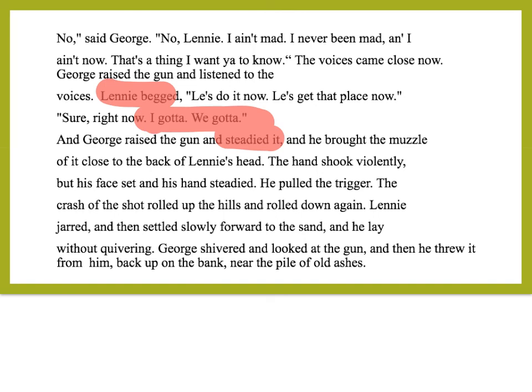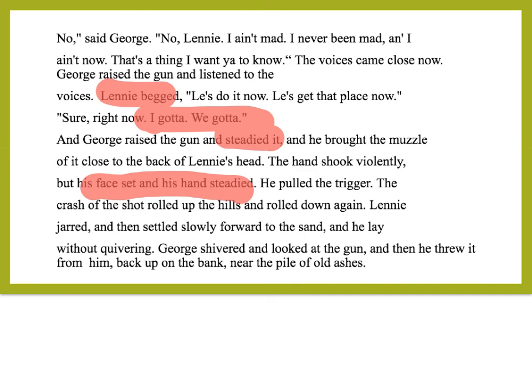"And he brought the muzzle of it close to the back of Lennie's head, and his hand shook violently, but his face set and his hand steadied." Now look at that. That's determination. His hand steadies. His face was set. Remember that compound adjective? Businesslike. "He pulled the trigger." Now look at that simple sentence. How dramatic and powerful is that? He did it. Why did he do it? Because we gotta. He did it for them.